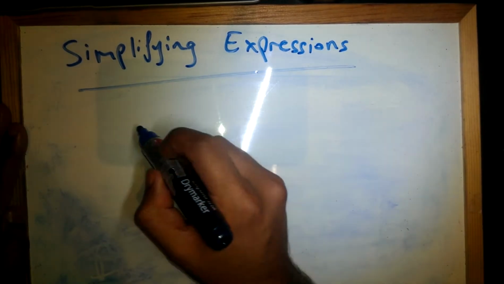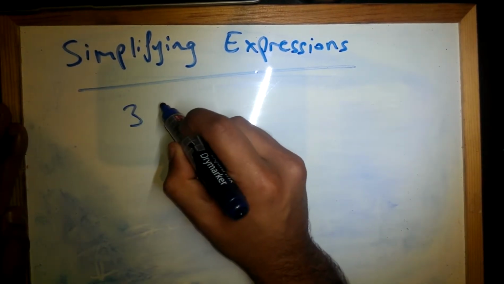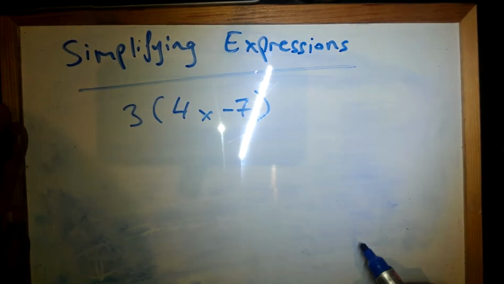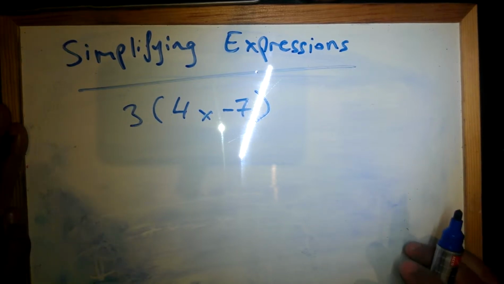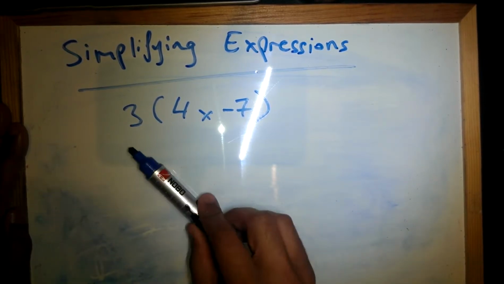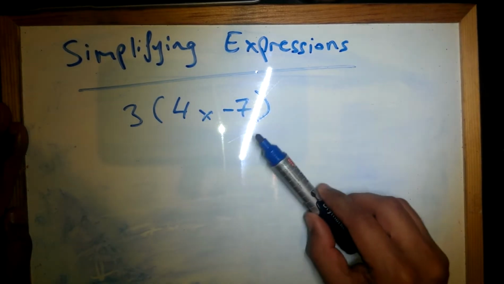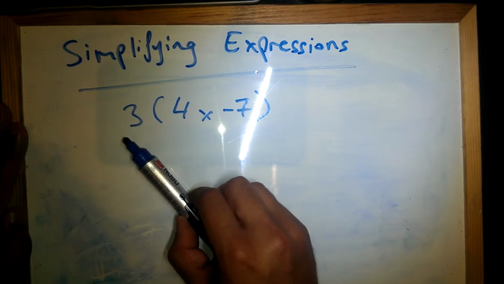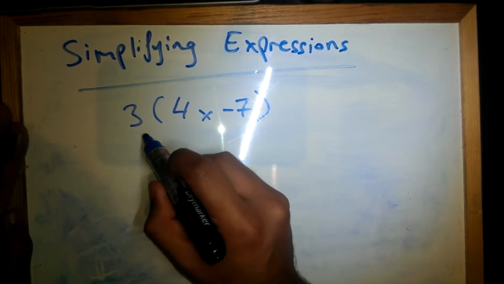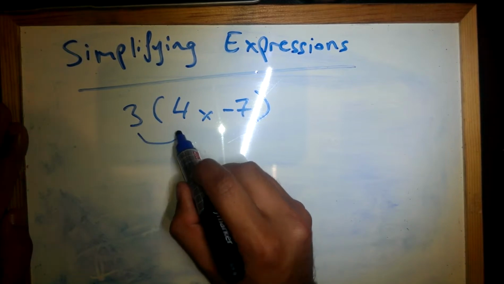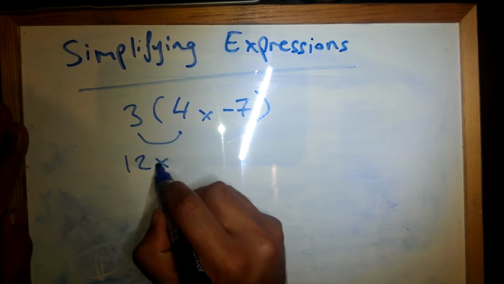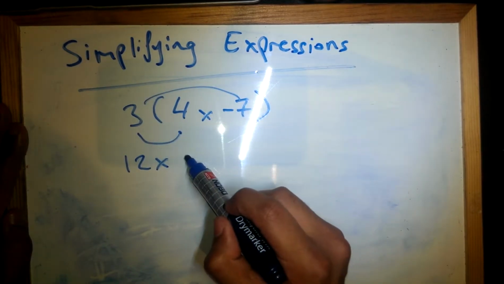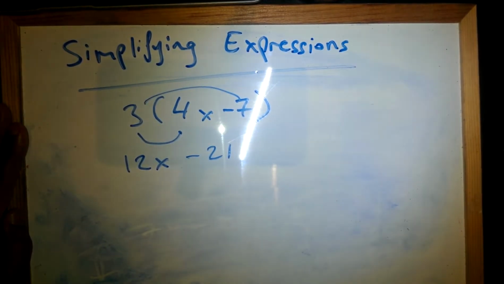So if we have the equation of 3, open bracket, 4x minus 7, close bracket, how are we going to tackle this? Well, remember that this 3 is multiplying everything inside that bracket. Think of that bracket as its own capsule, where this applies to all of that. So we'll do this first. 3 times by 4x is 12x. And that 3 times by that minus 7 is minus 21.